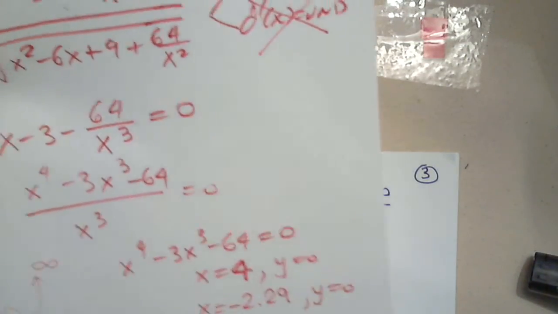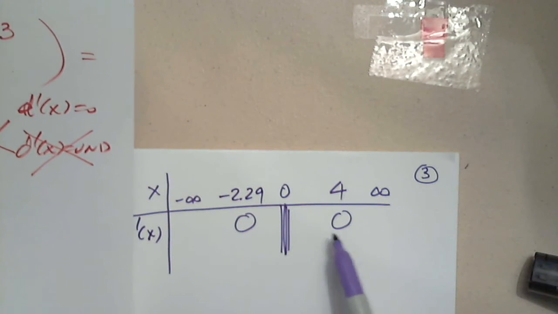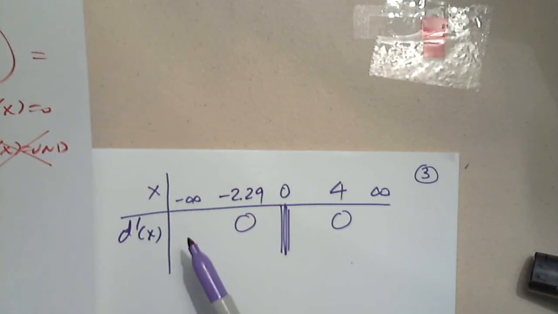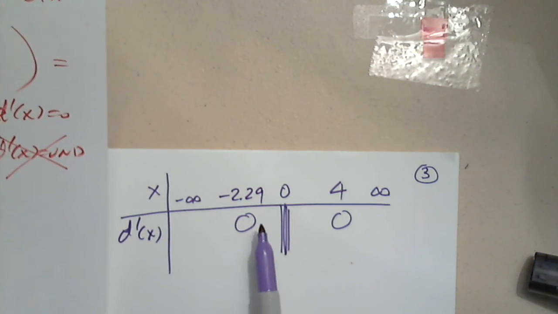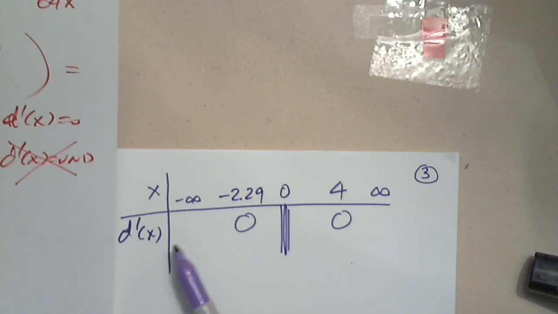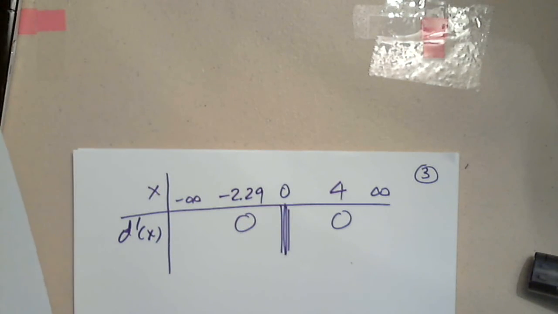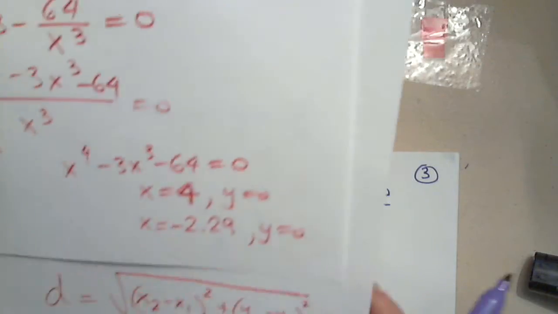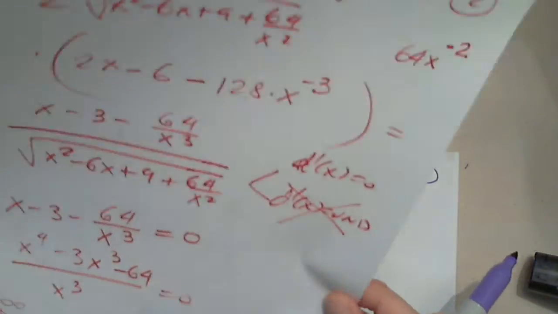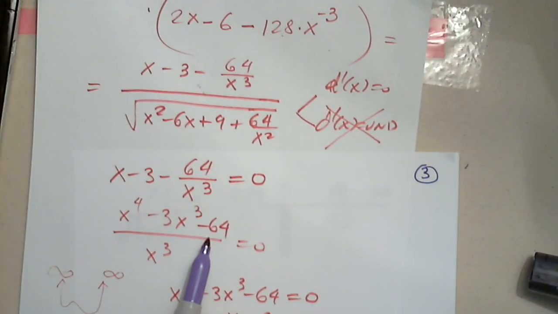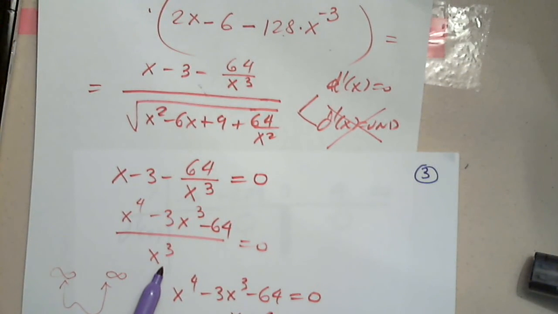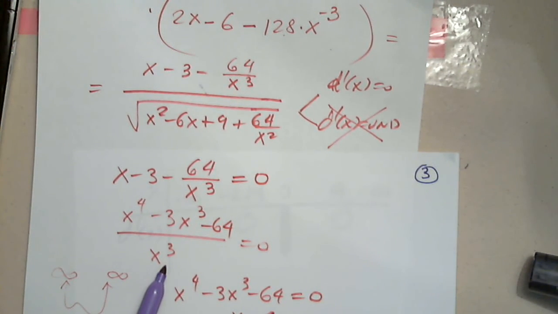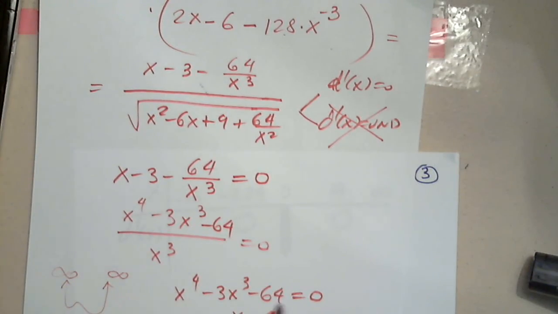And now I have to study the sign to see what is the sign here, what is the sign here, and so on and so forth. I already graphed this function at the top, but I didn't graph it taking into account x to the third in the denominator, though. So that will change everything.